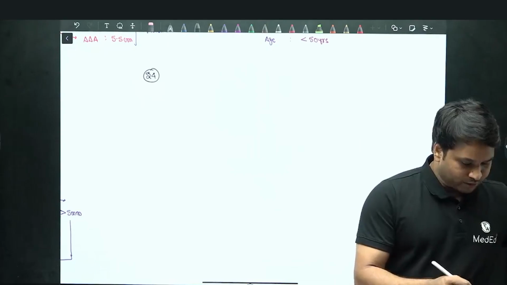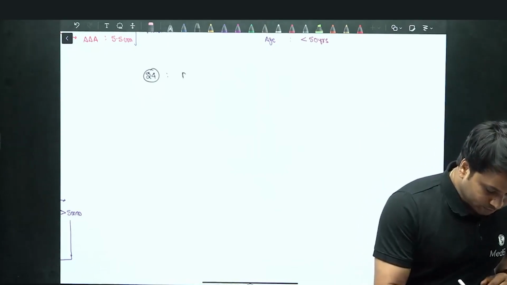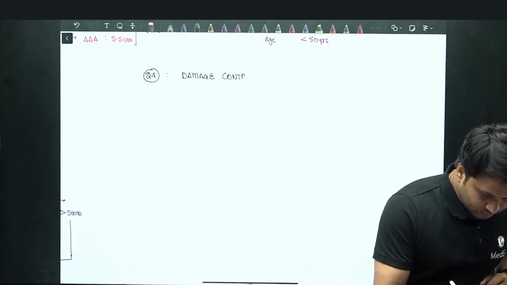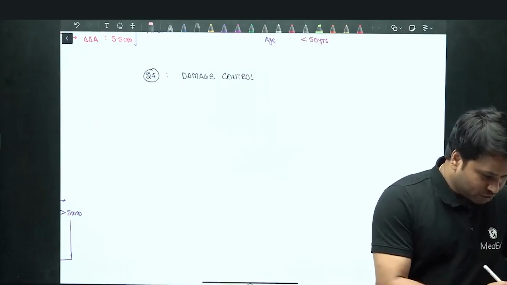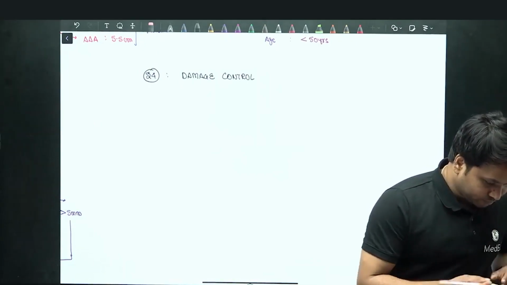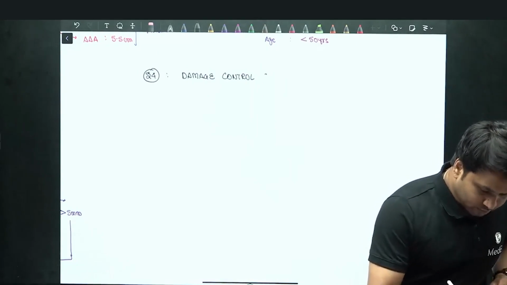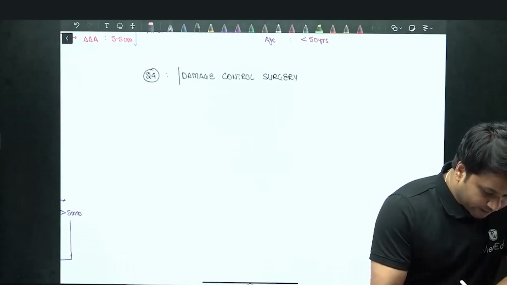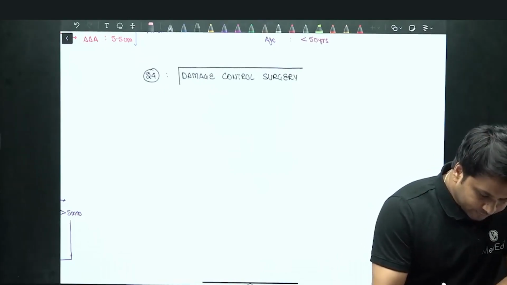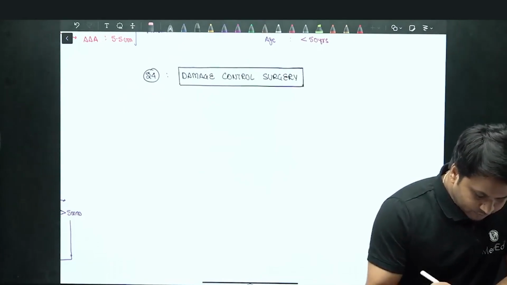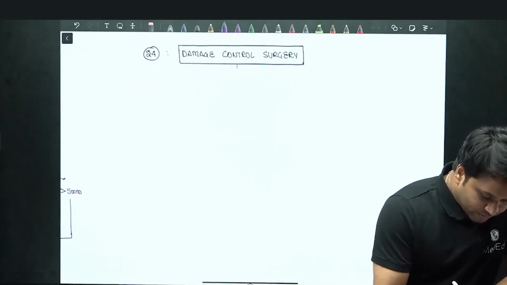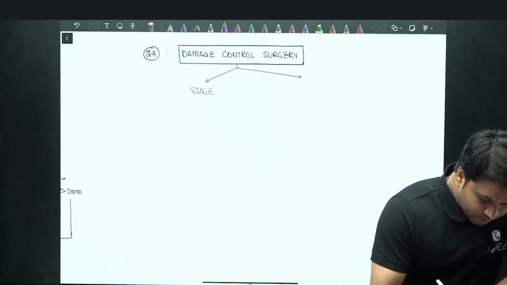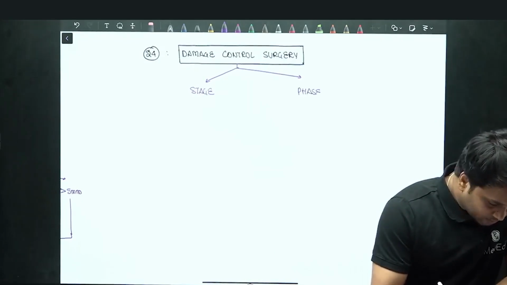So, go with damage control surgery. We talk about the damage control surgery. Now, the confusion arises if they're asking you stage or phase. So, damage control surgery is divided into two components. One is the stage, another one is the phase.